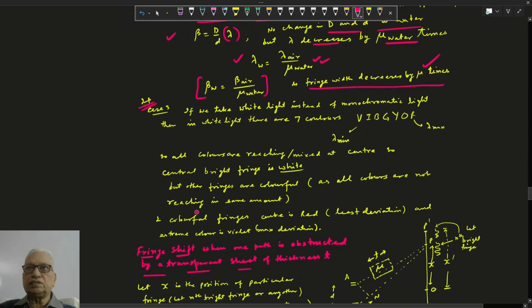Now this is the question here, which is asked again and again. If we take white light instead of monochromatic light, then in white light there are 7 colors of wavelength.